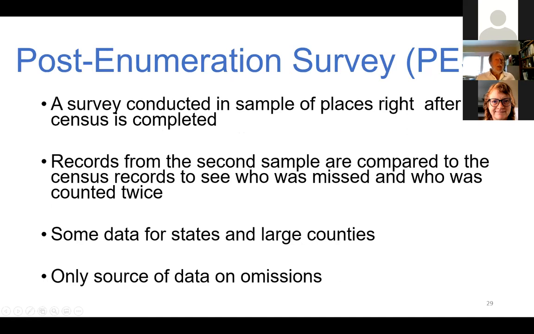As I said, the post-enumeration survey is conducted right after the census is completed. The records from the second survey are compared to the census records to see who was missed and who was counted twice. There is some data for states and large counties, but given that it's a sample, that data is typically not very useful, not very accurate. And as I said earlier, it's the only source of omissions. So it's an important addition to our understanding of quality. Next slide.